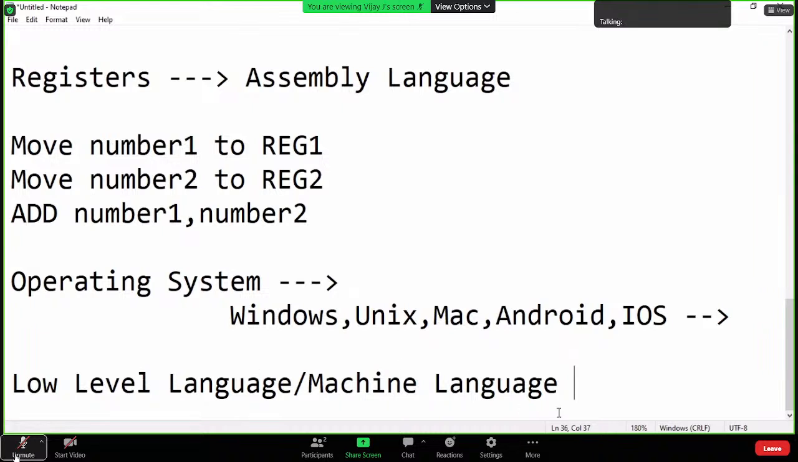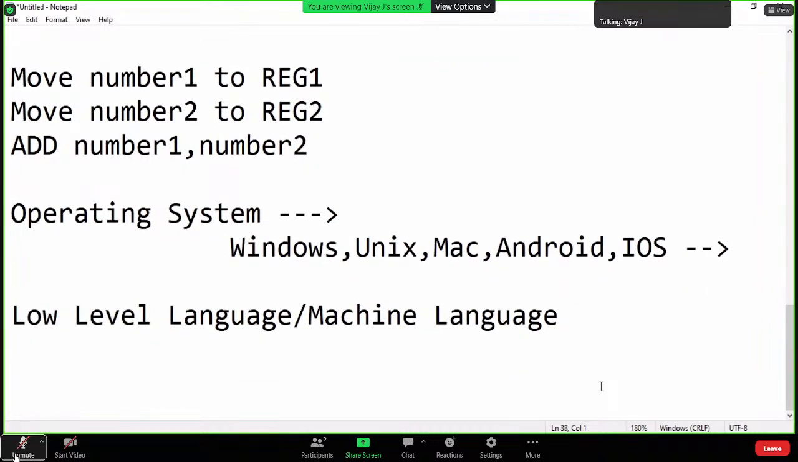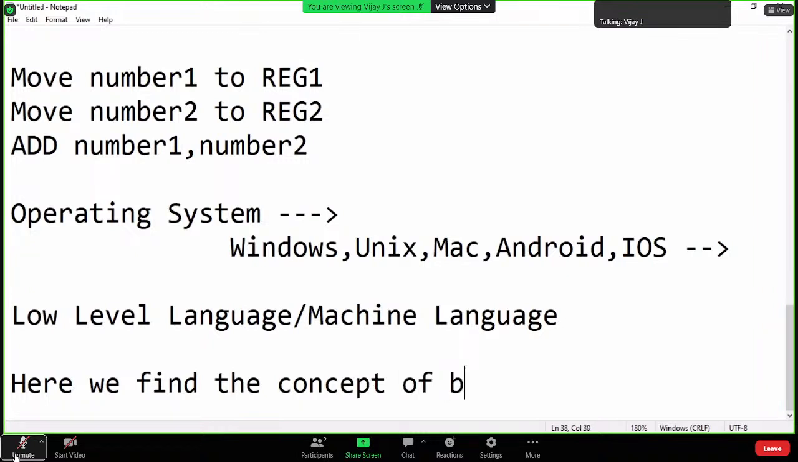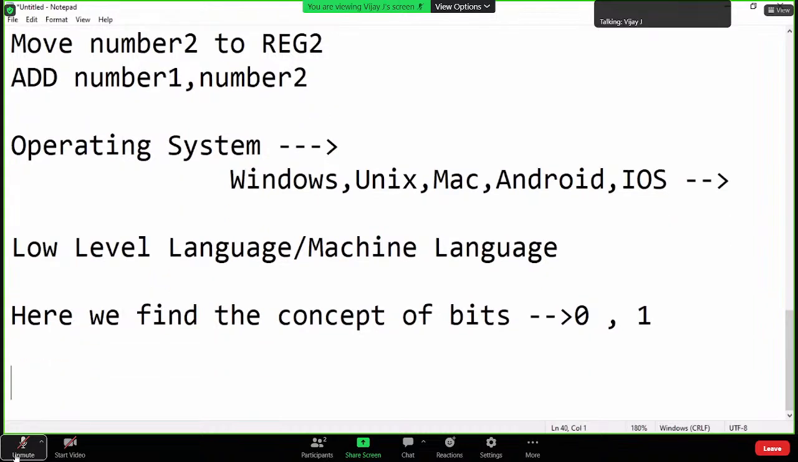Clear? So here we find the concept of bits. A bit means you can find 0 and you can find 1. Your operating system is always using bits. Bits means zeros and ones. So what is this 0 and what is this 1? For example, in my program I have taken number 1 as something like 10.